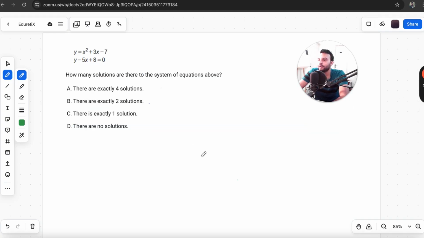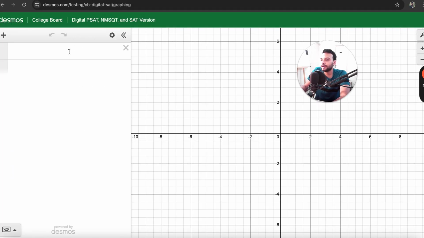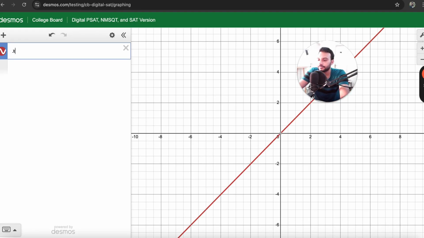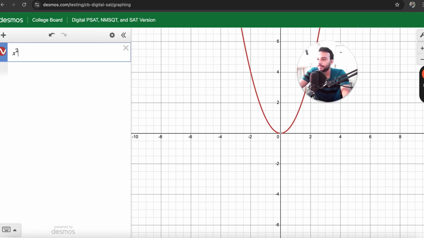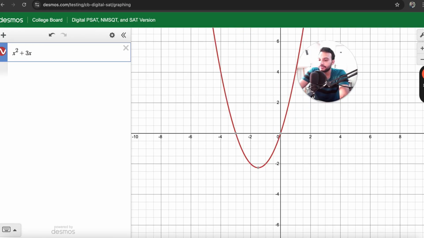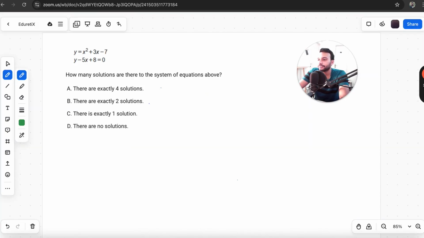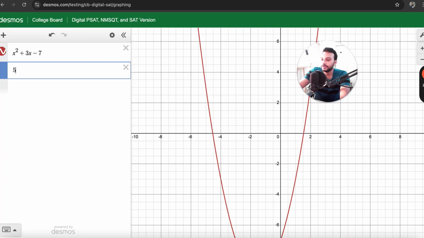Next question, we're given 2 equations. One is a quadratic, one is a linear. How many solutions are there to the system of equations above? Okay, head to DESMOS, graph the equations. X squared plus 3x minus 7, and y is equal to 5x minus 8. Let's see how many solutions we have.